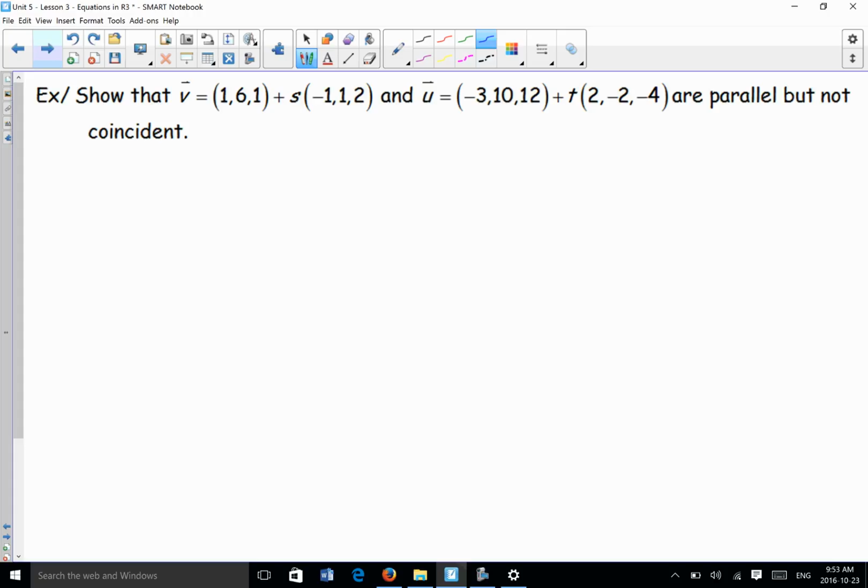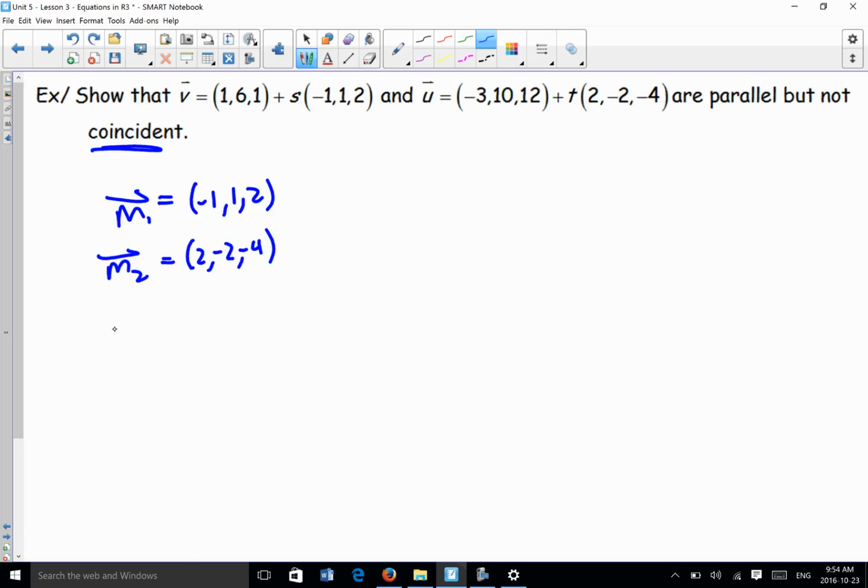Show that V and U are parallel but not coincident. So this goes back to yesterday's lesson. We said things are parallel if they have the same directions or normal vectors. And coincident means that they were the same line, and we're trying to show that they are not the same line, not coincident. So what does it mean to be parallel? Well, it means they have to have the same directions. So for V, our direction vector is (-1, 1, 2). For U, our other direction vector, m2 let's call it, m1, we get (2, -2, -4).